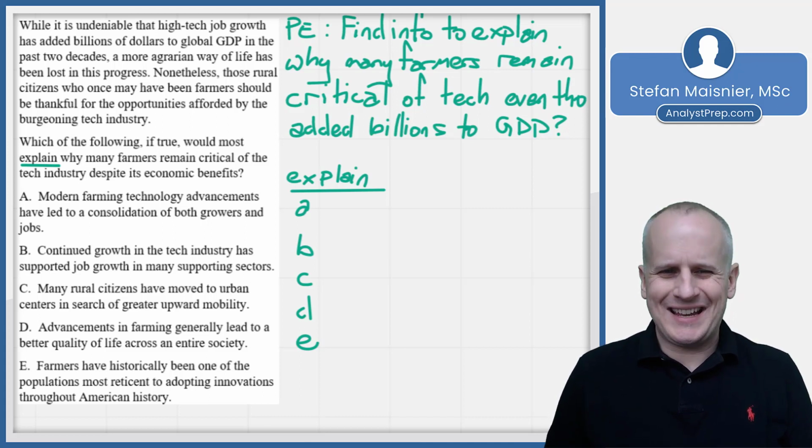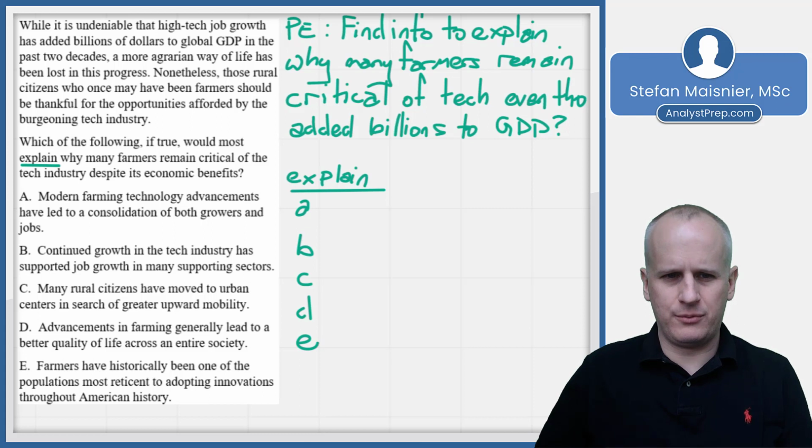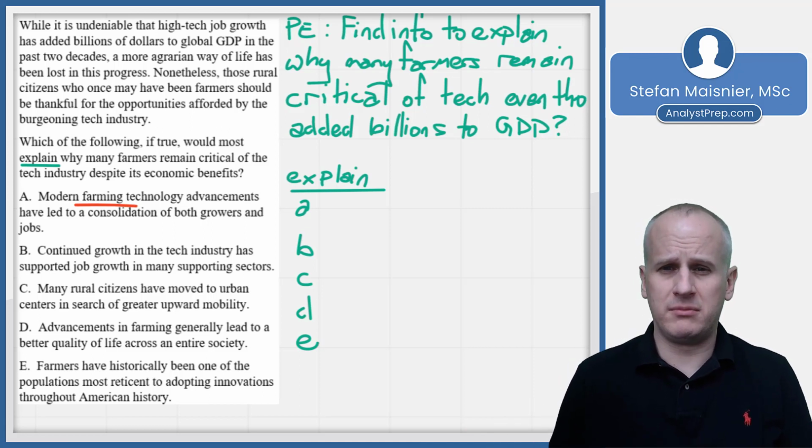So choice A, we have modern farming technology advancements have led to consolidation of both growers and jobs. So we're at least talking about farming. And if I'm a farmer, and again, you've got to think from a perspective of what is reasonable in real life, and technology consolidates growers and jobs, that's probably not good for me as a farmer. So if we're being a little bit proactive, we might go, ooh, A actually seems pretty good.